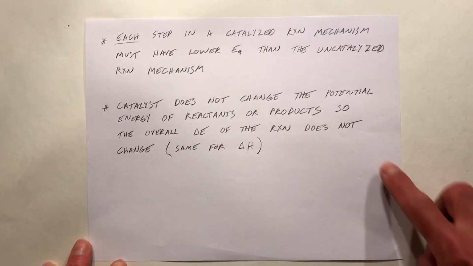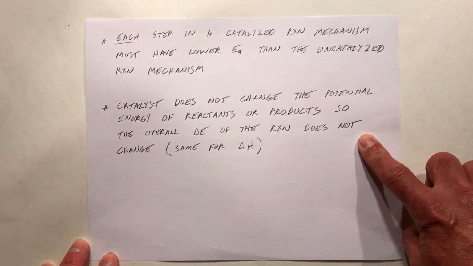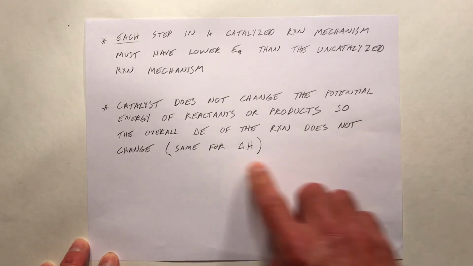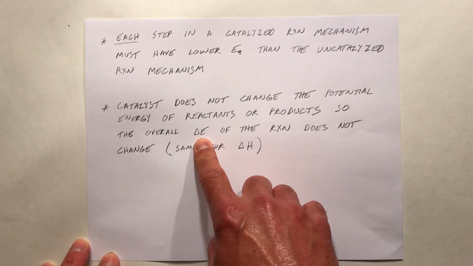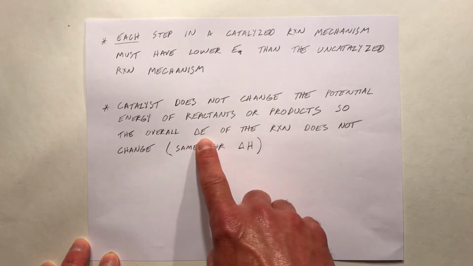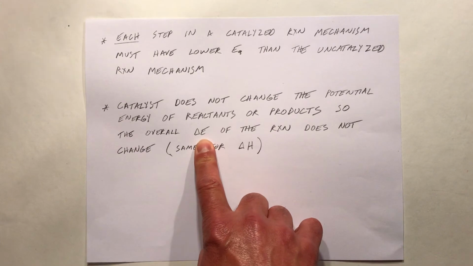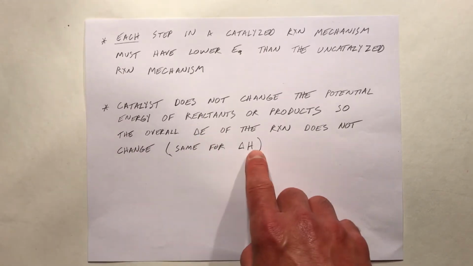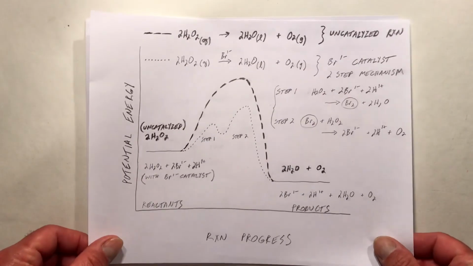Also notice that the catalyst does not change the potential energy of the reactants or the products. Well, that means the overall change in energy for the reaction does not change. In other words, between a catalyzed and uncatalyzed reaction, the delta E value stays the same. And you could say the same thing for the delta H, or the enthalpy.